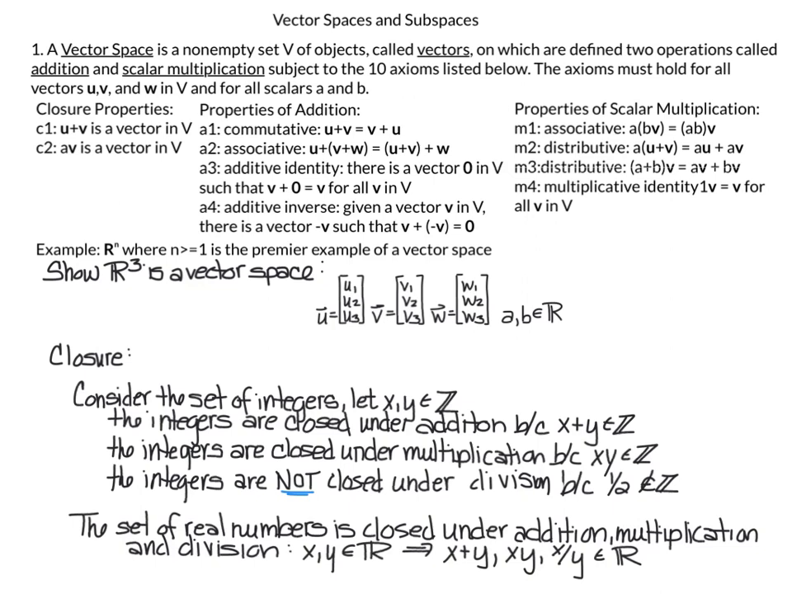And let's look at another set. The set of real numbers is closed under addition because when you add two real numbers, you get back a real number. It's closed under multiplication because when you multiply two real numbers, you get back a real number. And it's closed under division because if you divide two real numbers, you get back a real number. So whether or not something is closed depends both on the set you're considering as well as the operation.